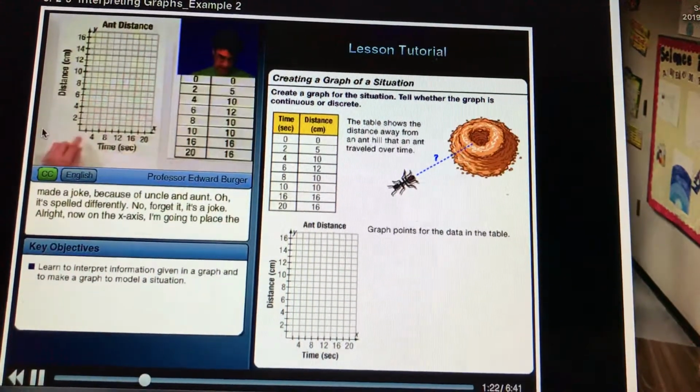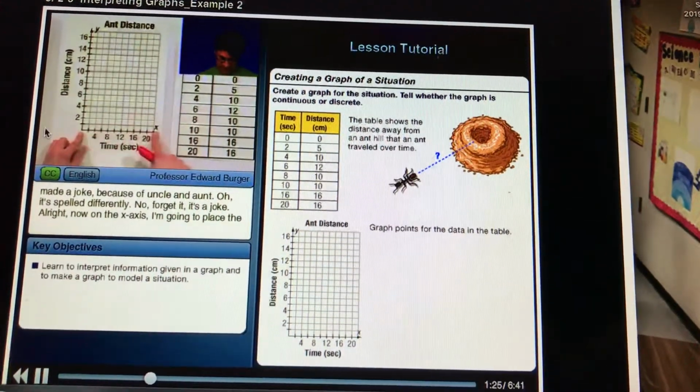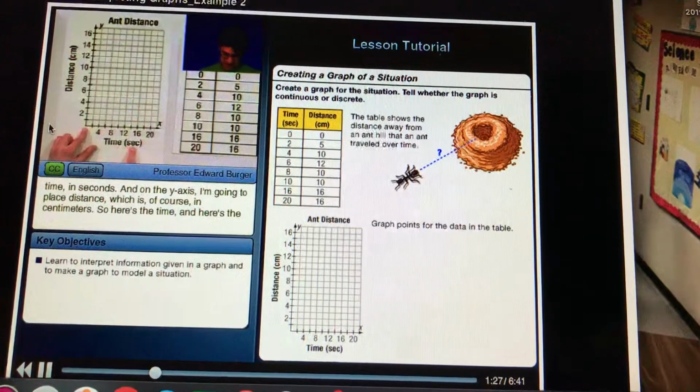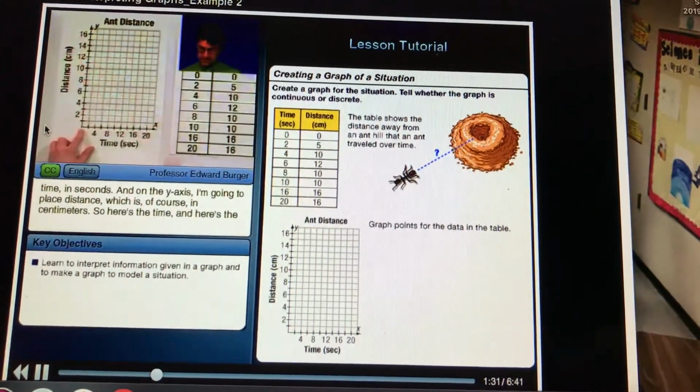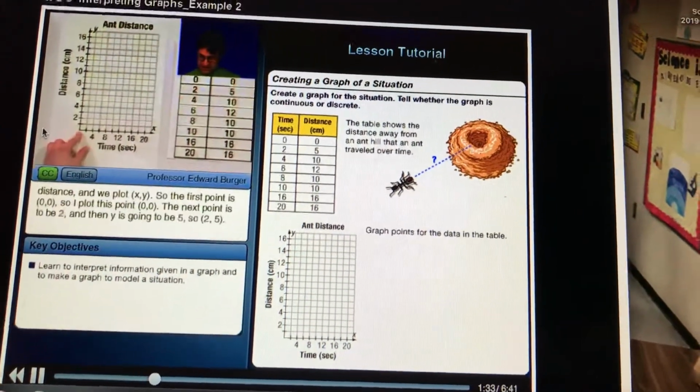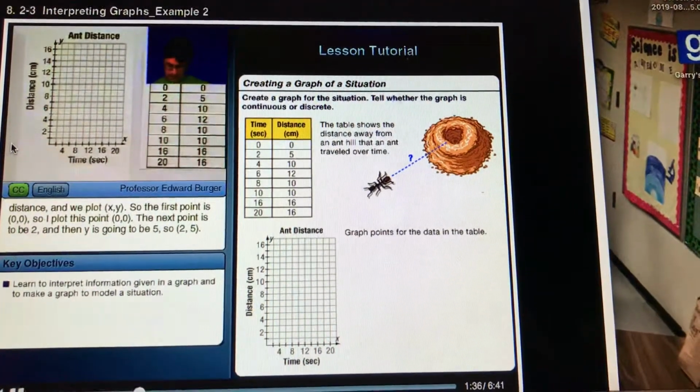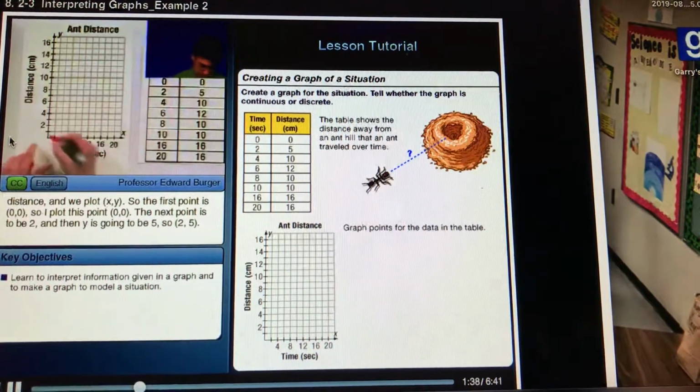All right. Now on the x-axis, I'm going to place the time in seconds, and on the y-axis, I'm going to place distance, which of course is in centimeters. So here's the time, and here's the distance, and we plot x comma y. So the first point is 0, 0. So I plot this point 0, 0.